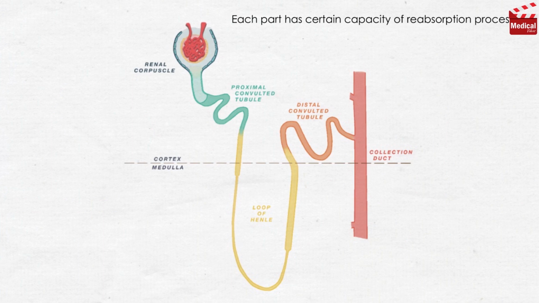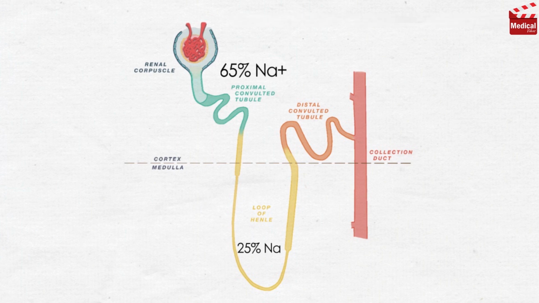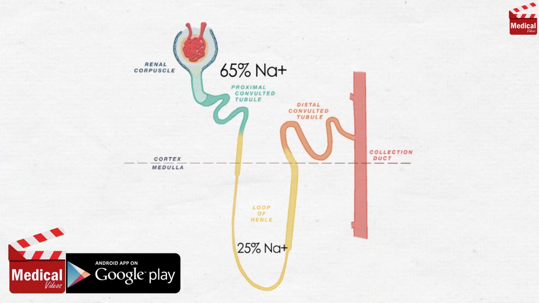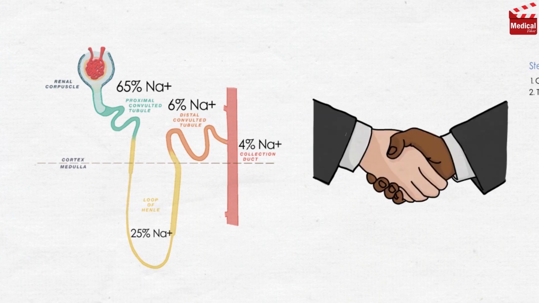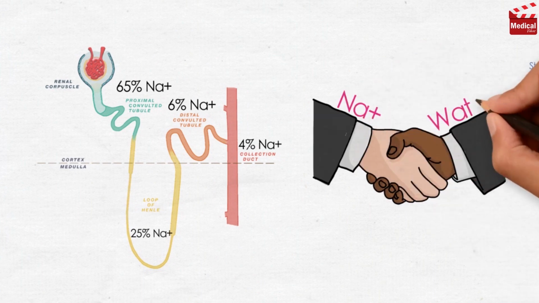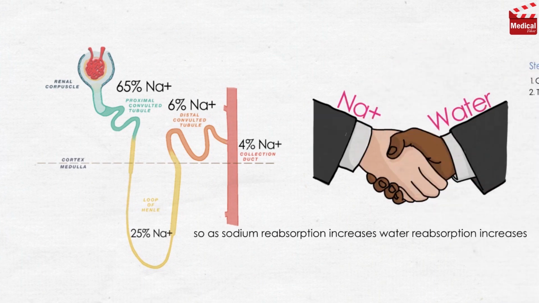Proximal convoluted tubule is responsible for reabsorption of about 65% of sodium ions. Loop of Henle, 25% of sodium ions. Distal convoluted tubule, 6% of sodium ions. Collecting tubule, 4% of sodium ions. Note that wherever sodium goes, water goes, so as sodium reabsorption increases, water reabsorption increases.